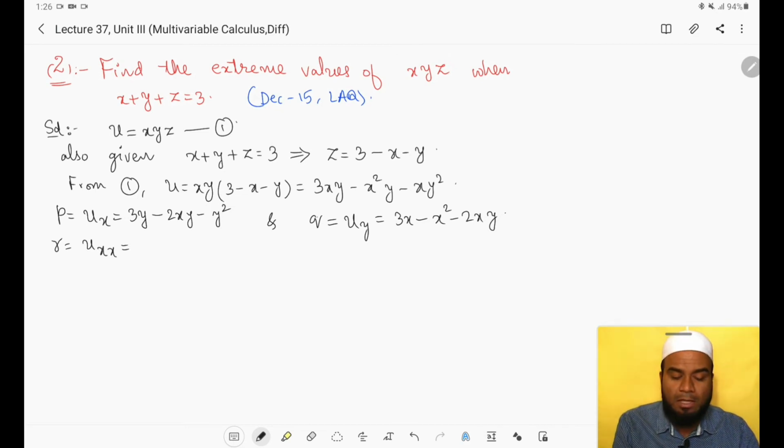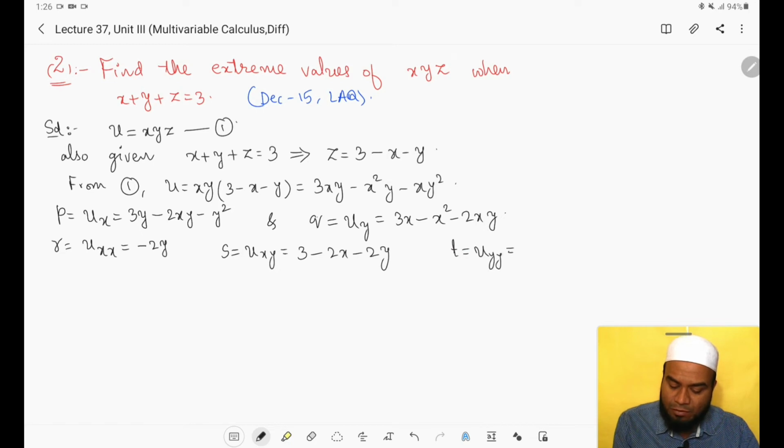What we will get? 0. 3y derivative is 0, minus 2xy derivative is minus 2y, and minus y square derivative is also 0. So then we will find r, which is uxy, partial derivative of ux with respect to y. What we will get? 3 minus 2xy derivative will be 2x, minus y square derivative will be 2y. So we got s. Then after finding p, q, r, s, we have to find t, which is uyy.